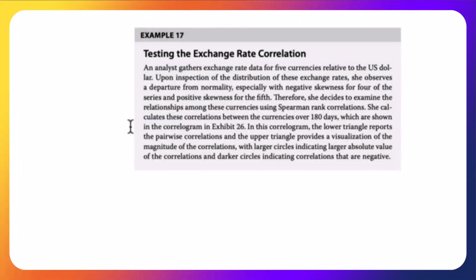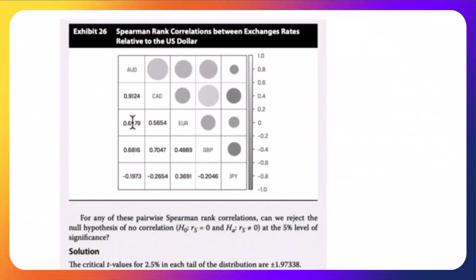She calculates these correlations between the currencies over 180 days, which are shown in the parallelogram in Exhibit 26. In this parallelogram, the lower triangle reports the pairwise correlations, and the upper triangle provides a visualization of the magnitude of the correlations, with larger circles indicating larger absolute value of the correlations, darker circles indicating correlations that are negative. So here are our correlations that we need down here, and there are 10 of them.